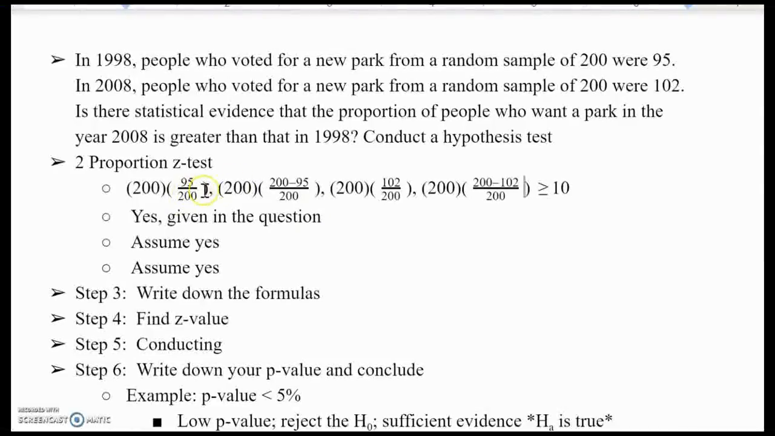So I made a mistake here. They're not 95. They're supposed to be your 95 out of 200. So 95 out of 200, 200 minus 95 out of 200, and so on. This is equal to 95. This is 105, 102, and 98. But this isn't sufficient for an answer. You have to calculate these values and show that they're greater than or equal to 10.